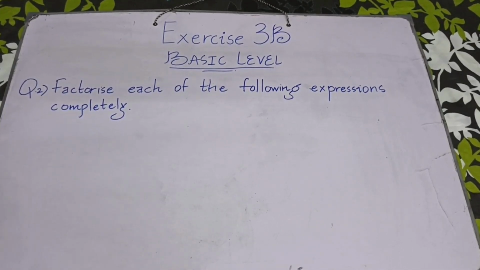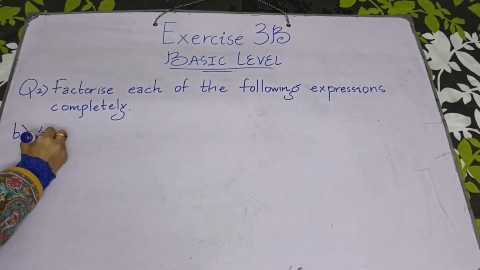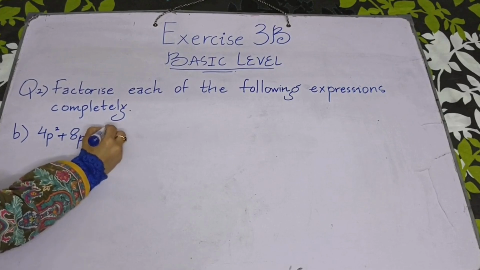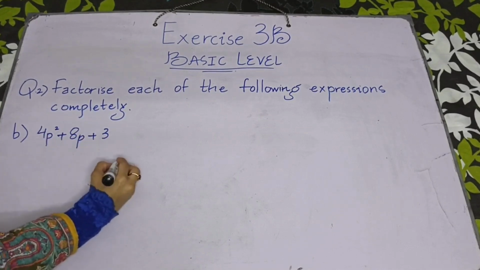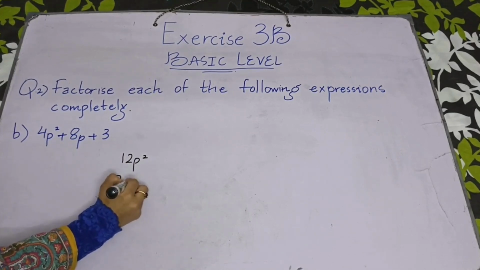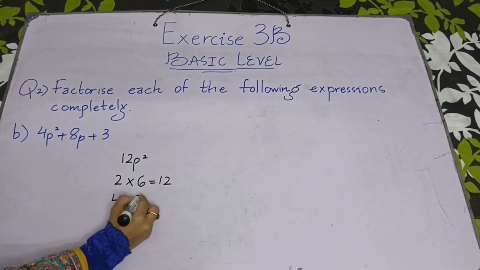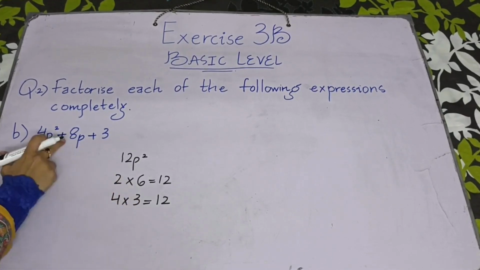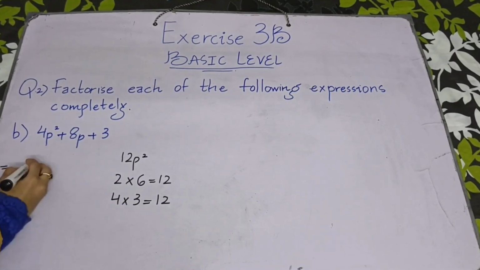Now we're moving to part B, and part B says 4p square plus 8p plus 3. Again, first and last term multiply: 4 times 3 is 12p square. 12 comes in 2 times table, 2 times 6 is 12, and 4 times 3 is 12. We get the answer because when we add 2 and 6 we will get 8. So we ultimately got the answer in the first multiplication.